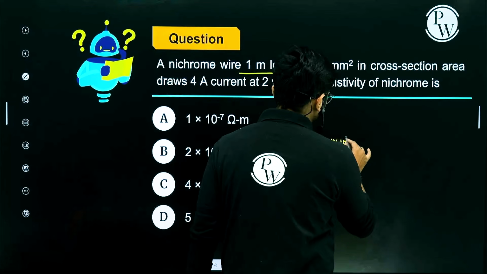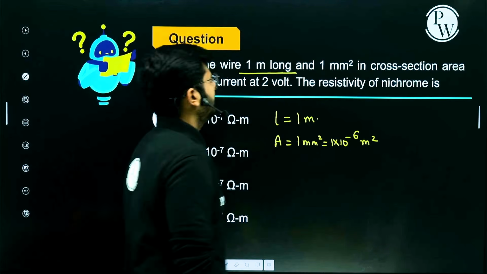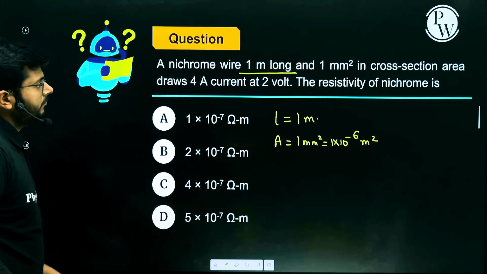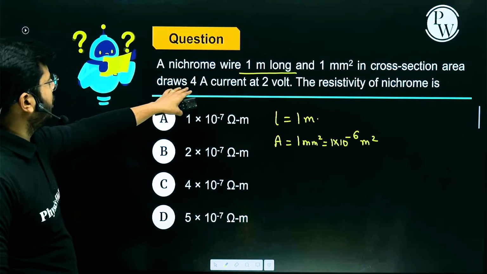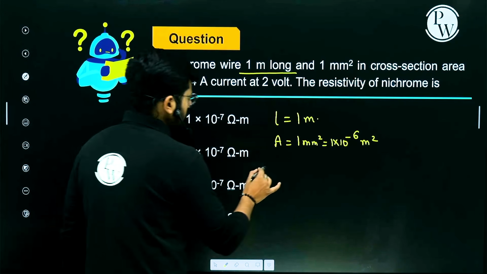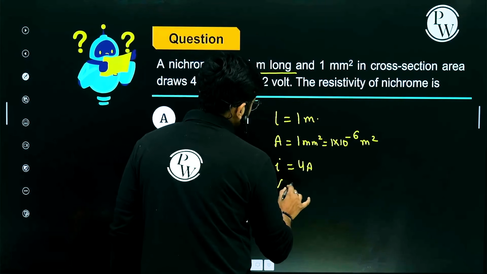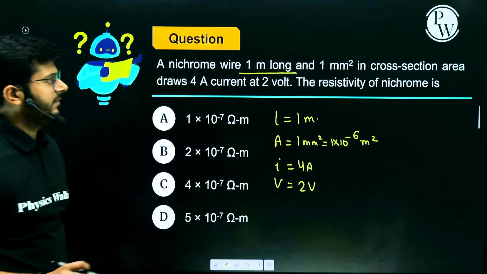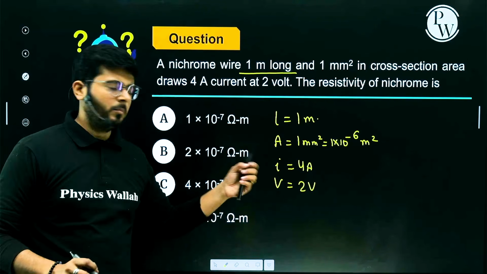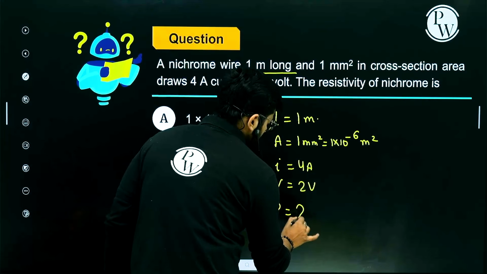So here you have to multiply by 10 to the power minus 6 meter square, right? I believe the idea is very clear. Now you see that it is drawing a current of 4 ampere at 2 volt. So the current it is drawing is 4 ampere and the voltage is 2 volts, right? What will be the resistivity of the nichrome wire? You have to talk about the resistivity of the nichrome wire. So resistivity is rho.